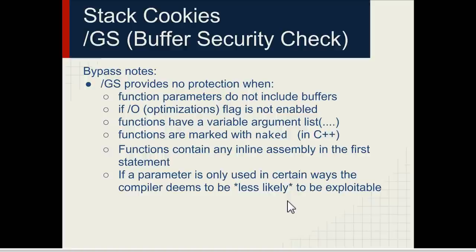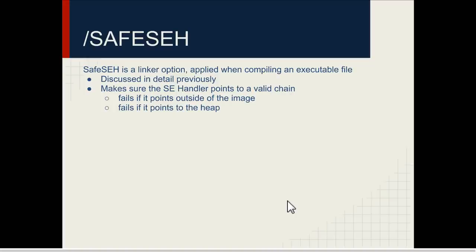Here are some other bypass notes that are worth noting. GS offers no protection when function parameters do not include buffers. It still will protect against the return address from being overwritten. Or if the slash O optimization flag is not enabled, which is interesting. And the rest are relatively self-explanatory. You guys can read them. I'm running out of time, though.